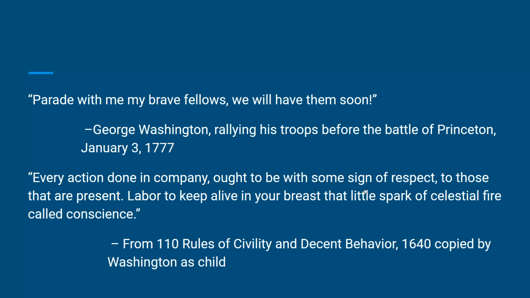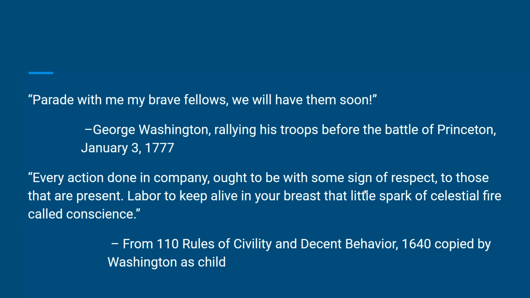Now, what most of his contemporaries would say about Washington is that he was very quiet, he was very reserved. He was a man of tremendous honor, and he rarely showed emotion. But during the war, he did show the ability to rally his troops and to inspire. He has the capacity to inspire.